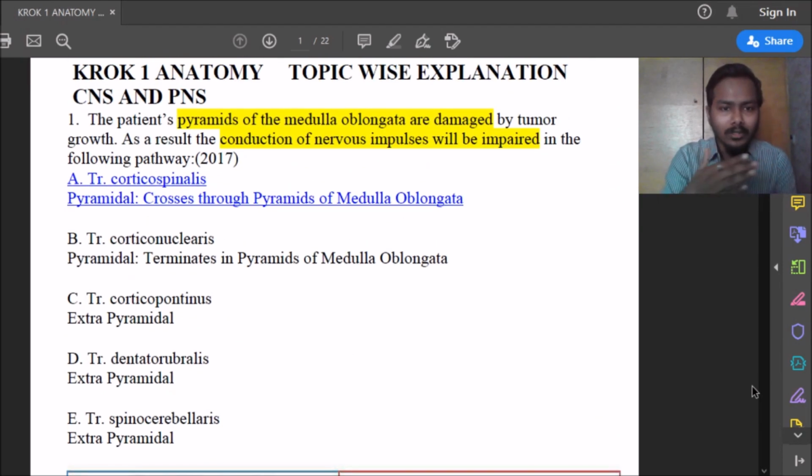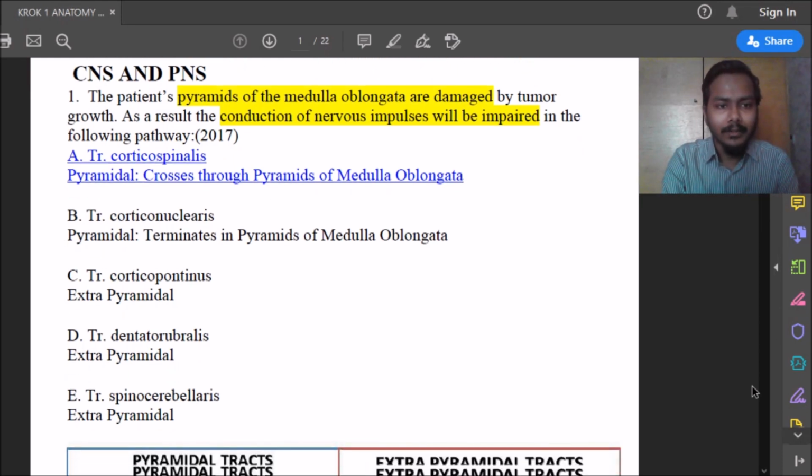So the pyramid crosses in the medulla oblongata. So if there is damage of the medulla oblongata, there will be damage of the pyramidal tract also. So the answer will be corticospinal tract.